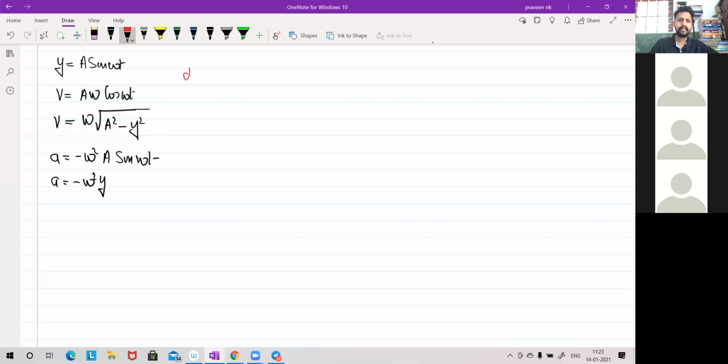Then we were having a second order differential equation, d square x by dt square plus omega square x equal to 0. This was the standard equation, and we were having k equal to omega square also.